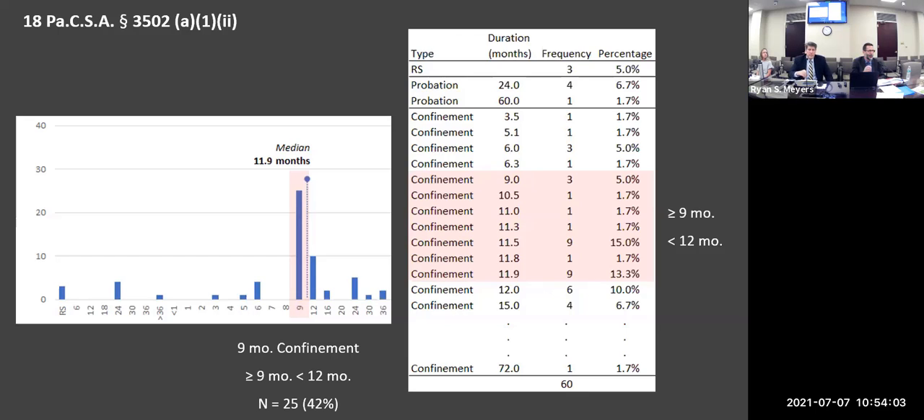And I want to point out for this particular bar here, where it says 9, is probably the one that needs a little explanation. It actually includes sentences that are greater than or equal to 9 months, but less than 12. So while it looks like the mode is 9 months, in fact, there's 3 sentences of 9 months, and then all these others that are approaching 12 months, but not equaling 12 months. So we see that the median now makes a little more sense being at that 11.9 value.